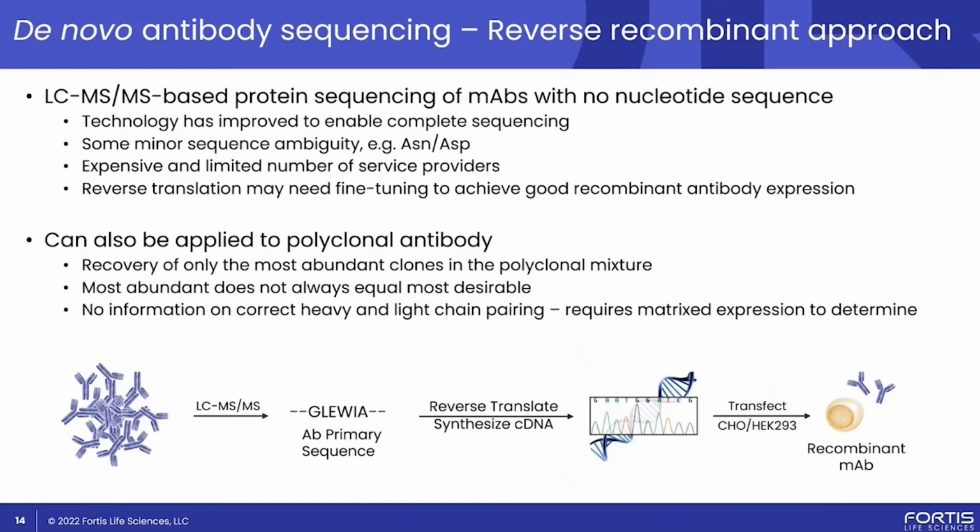This can also be applied to polyclonal antibody as well as monoclonal antibody. In the case of polyclonal antibody, you're generally only able to recover the most abundant clones, and those aren't always the most desirable. In a polyclonal setting, there's also no information on correct heavy and light chain pairing, and so you have to mix and match heavy and light chains to try to identify the correct pairs.